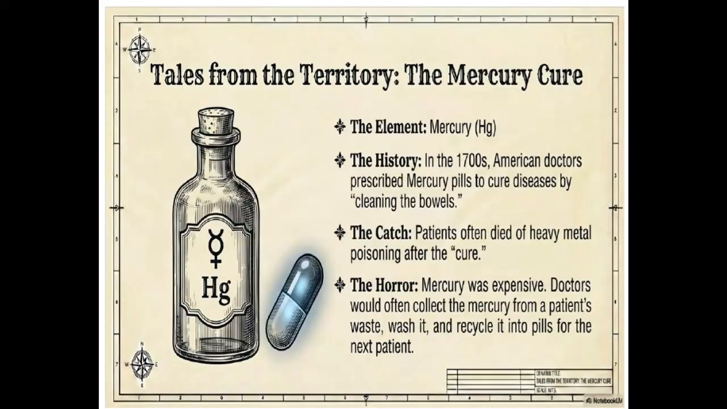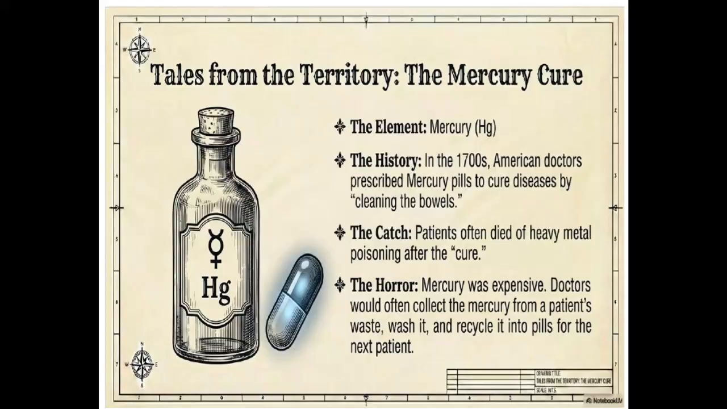Okay, so this is the time for a little story. Mercury. In the 1700s, doctors used to give mercury to patients, and they did that to help cure diseases. But patients would often die because mercury is a heavy metal, it's very toxic. So you cannot just drink mercury and survive. You will die. That's not the kicker.